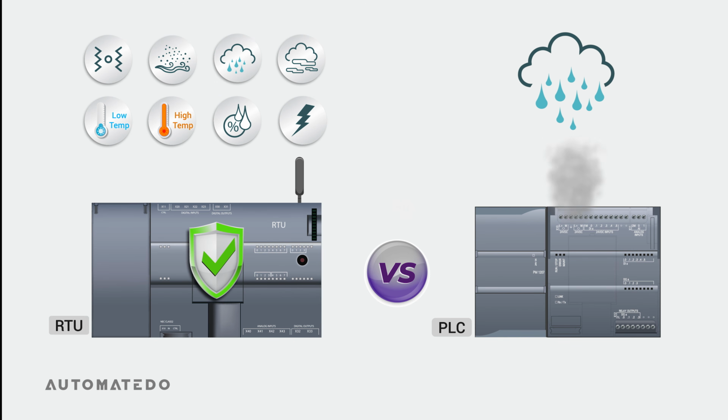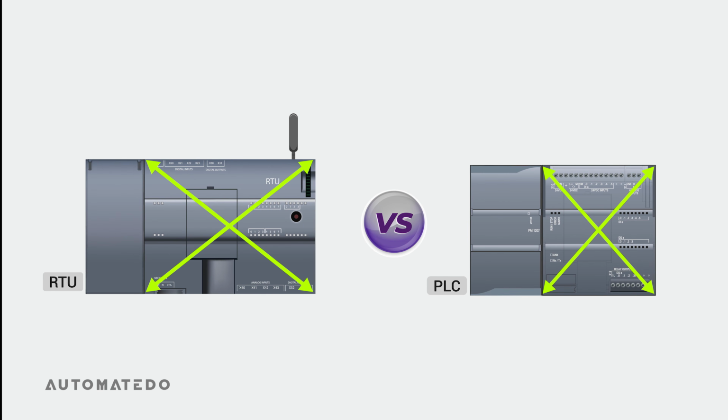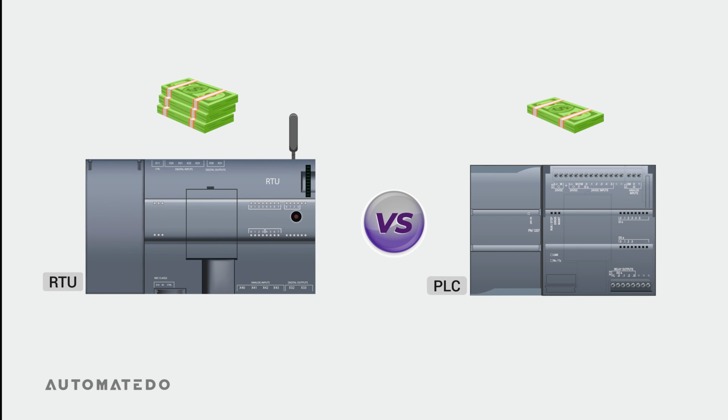Unlike RTUs, PLCs cannot withstand harsh environments, and we can't rely on them to get data in these specific situations. Typically, PLCs are smaller than RTUs because RTUs have more I/Os and have a rugged and durable design that takes more space. Also, because of these reasons, on average, RTUs are more costly than PLCs.